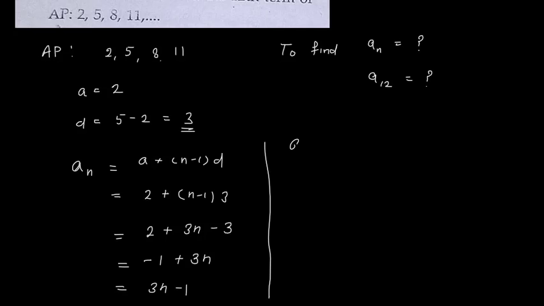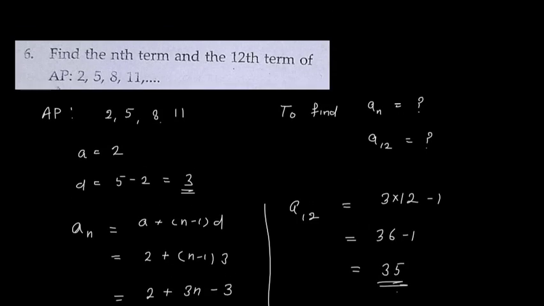Now you have to find a12. When an is 3n minus 1, a12 will be 3 into 12 minus 1. It is so simple, right? Once you find the expression for an, you can find a12 also. So 3 into 12 is 36, minus 1. This will give you the value 35. This is your a12.